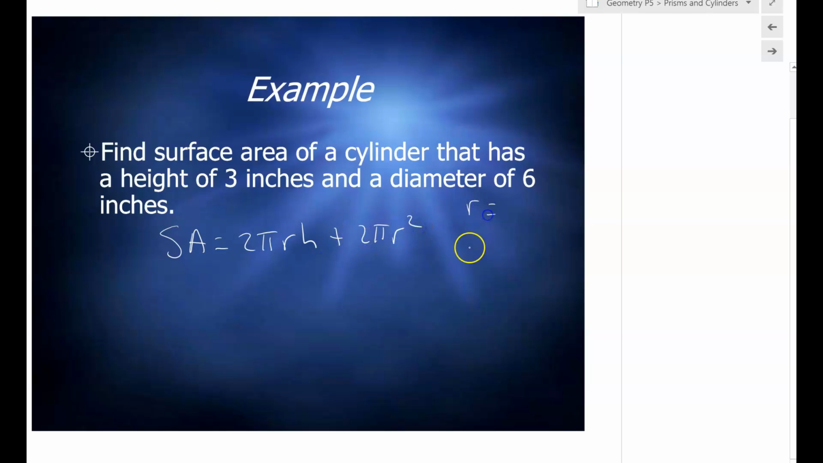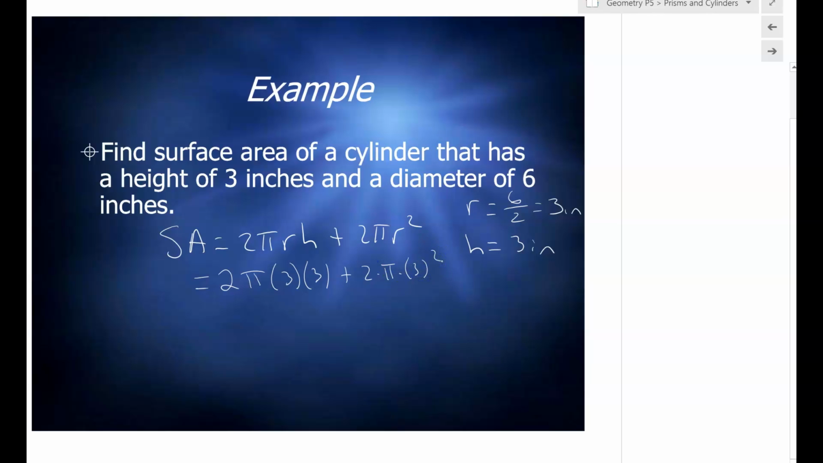I need to know two things, my r and my h. The h is 3 inches. The r, they don't tell me the radius, they give me the diameter. So what's the diameter? 6. What's the radius? Half of that. So the radius is 6 divided by 2, which equals 3 inches. And then we just plug into our formula: 2 times pi times 3 times 3 of the height plus 2 times pi times 3 squared.